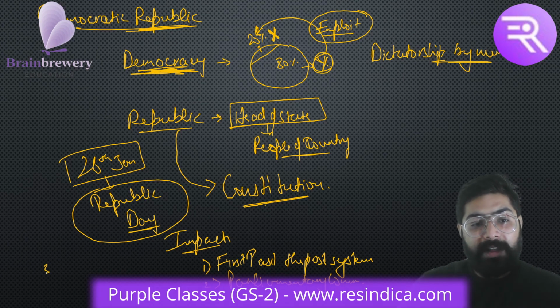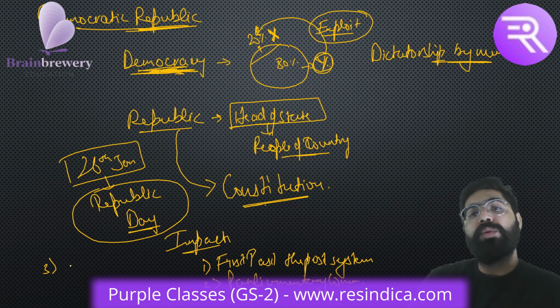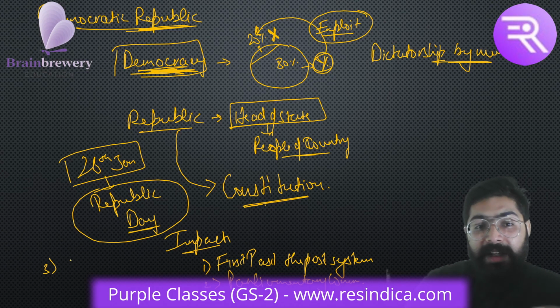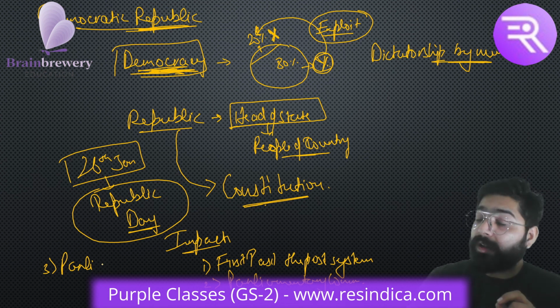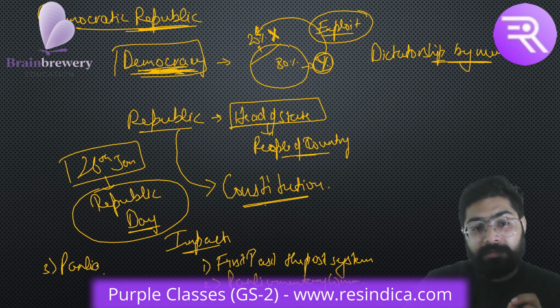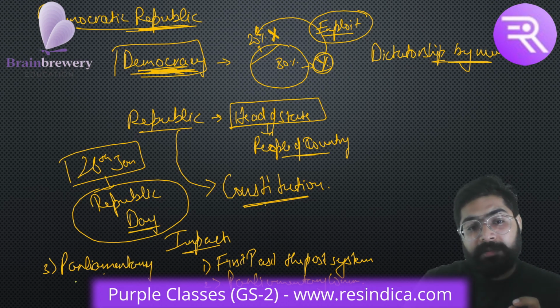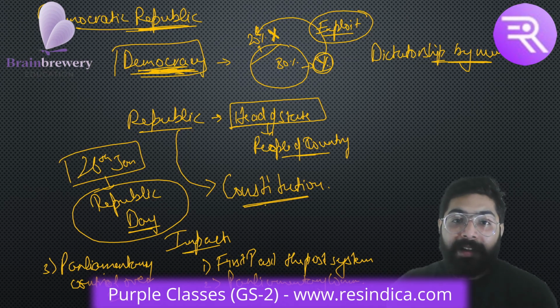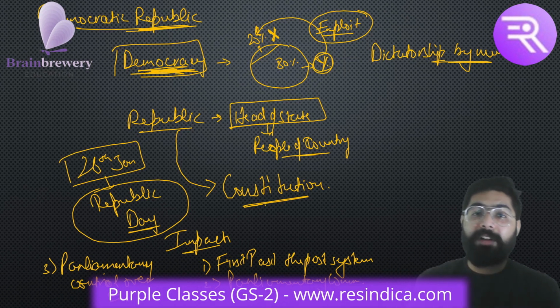Also, the third impact, there is parliamentary control over the executive, so that the executive, which is the chosen government, chosen by the people, does not exploit. If they exploit, they are answerable to the legislature. In other words, the executive is answerable to the legislature. So parliamentary control over the executive, or the executive being answerable to the legislature, is so that it does not misuse its power.